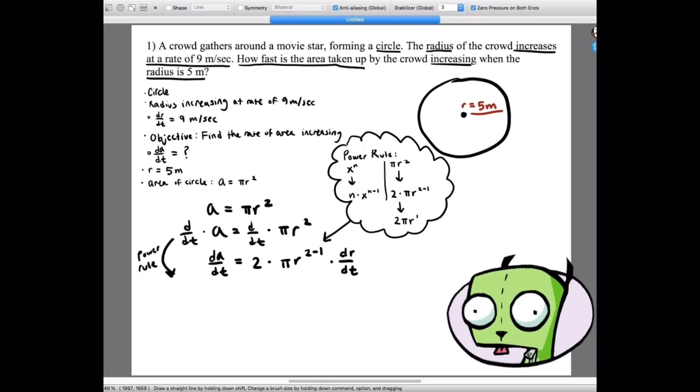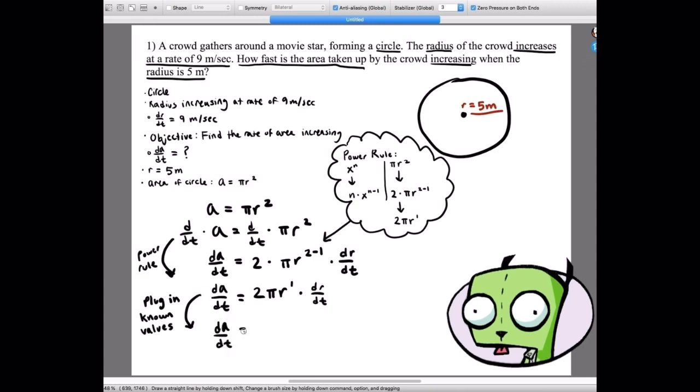After we rewrite what we've done, it becomes dA over dt equals 2 pi r to the power of 1, which, to the power of 1 is a bit redundant. I'm just doing that so I can see. Times dr over dt. Next, we plug in the values from here. So we don't know what dA over dt is, obviously, because that's our objective. See here, dA over dt equals question mark, so we don't know what it is.